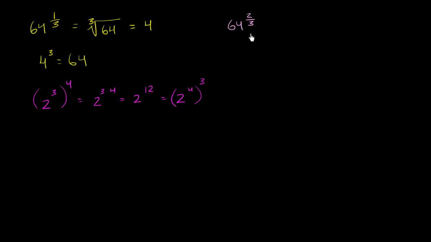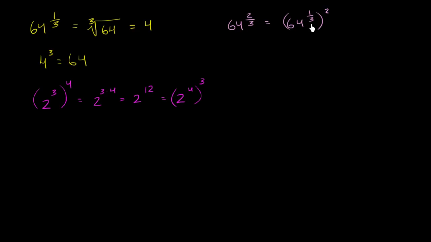So we could use that property here to say, well, look, 2/3 is the same thing as 1/3 times 2. So we could go in the other direction. We could say, hey, this is going to be the same thing as 64 to the 1/3 power, and then that thing squared. Notice, I'm raising something to a power and then raising that to a power. If I were to multiply these two exponents, I would get 64 to the 2/3 power.